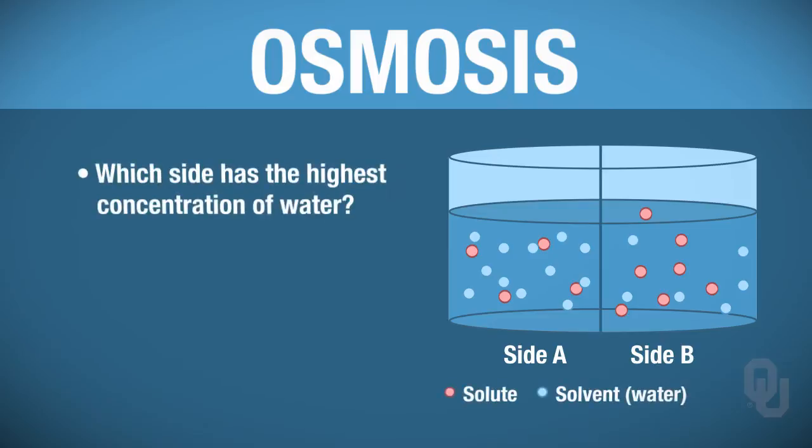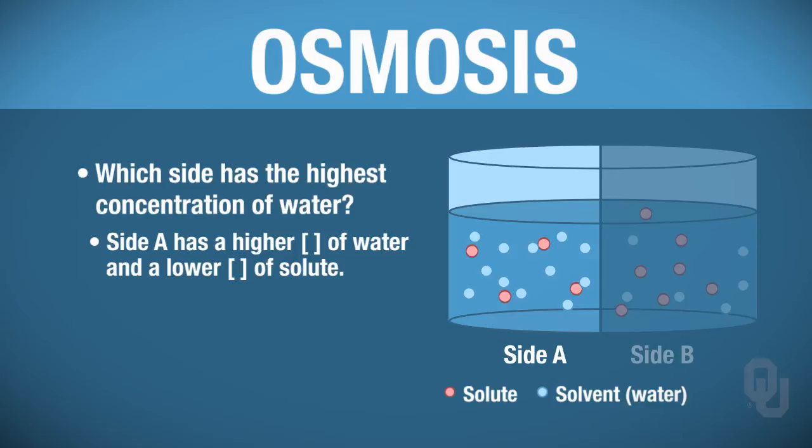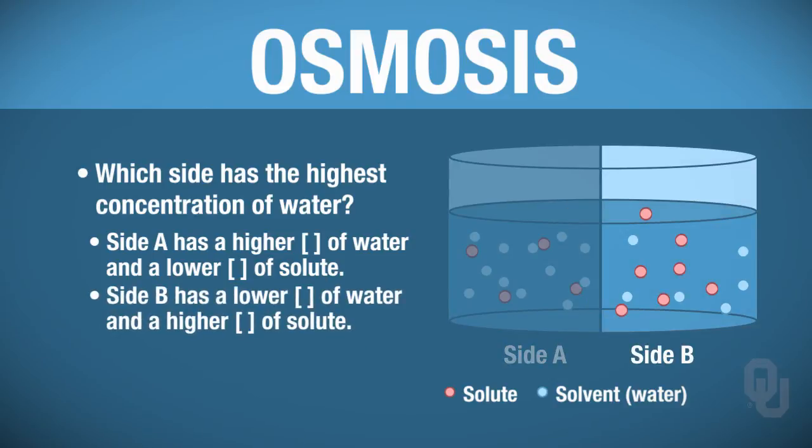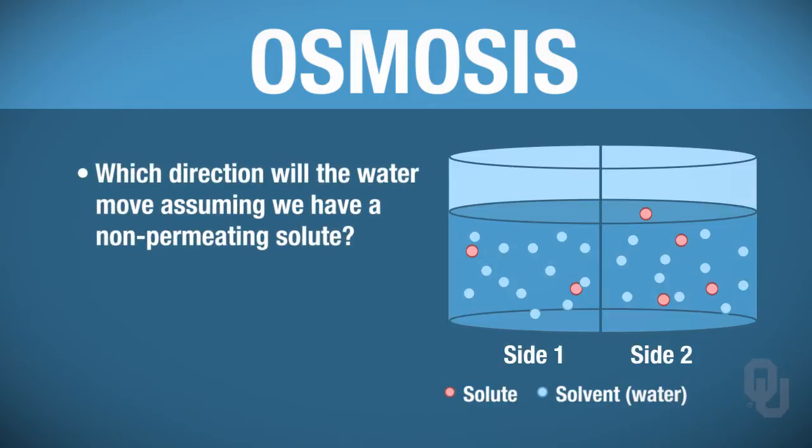Looking at the figure to the right, the question asks which side has the highest concentration of water. Side A has a higher concentration of water and a lower concentration of solute. Side B has a lower concentration of water and a higher concentration of solute. So side A has a higher concentration of water. If you pause the video, you can answer this question. The question is, which direction is water going to move, assuming that you have a non-permeating solute?